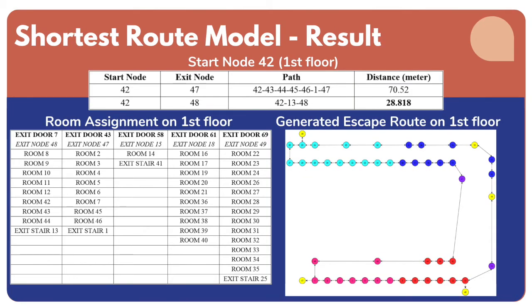So the next slide shows the results obtained from the LP formulations for all the start nodes, including the exit stairs on the first floor, where occupants from upper floors will pass by before going to the exit doors of the building. As observed in the generated escape route, a different color representation is applied from the previous, since exit doors are already represented as exit nodes, which are yellow: red for exit door 7, pink for exit door 43, purple for exit door 58, blue for exit door 61, and cyan for exit door 69.